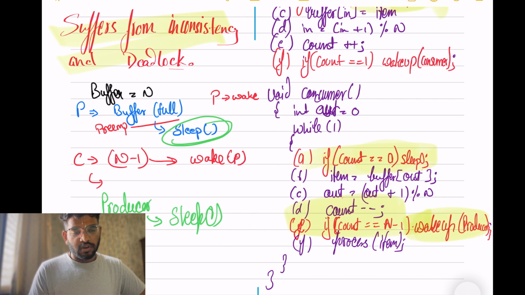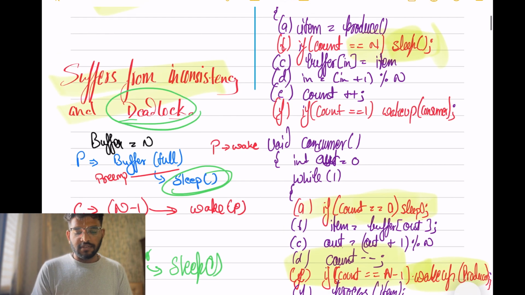Now the producer is asleep, and the consumer keeps on consuming, and when the buffer becomes zero, the consumer also goes to sleep. Now both the consumer and producer are asleep, no work is done, resulting in a kind of deadlock. Inconsistency: the producer thinks that the buffer is full, but in reality it is not, which results in inconsistency.